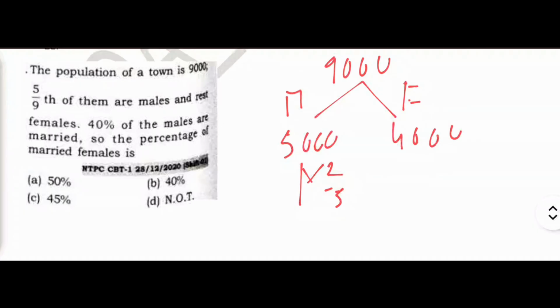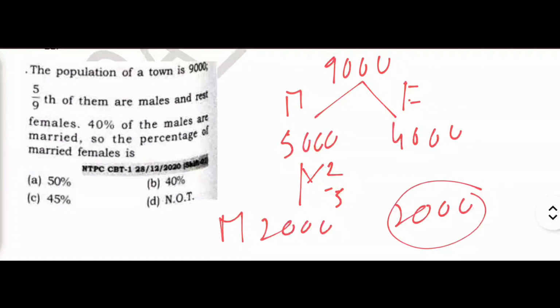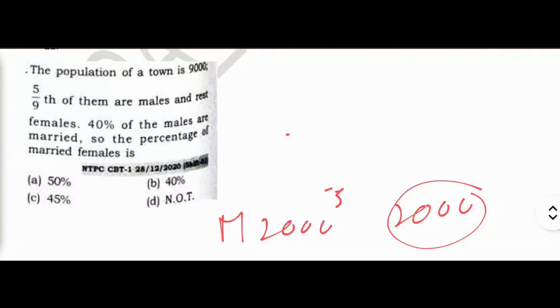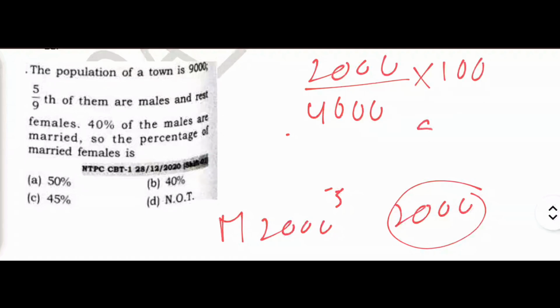40% of the males are married means 2/5 of the males are married. How much is it? 2,000 males are married. If 2,000 males are married, then of course 2,000 females are also married. So we need to find the percentage of the married females. It is nothing but 2,000 females are married upon total females into 100, which is nothing but 50%. Option A. Okay.